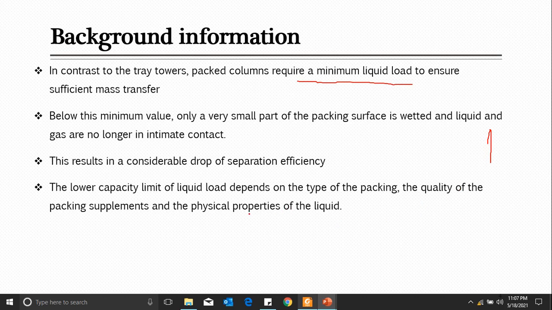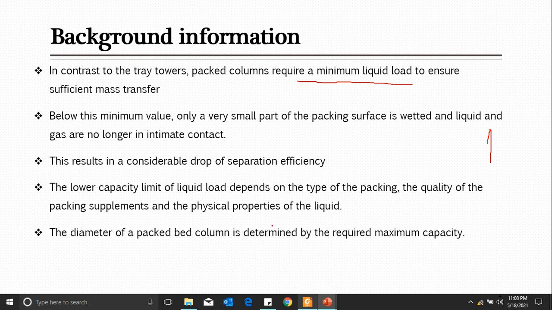As well, liquid physical properties, for example liquid viscosity, if it is low or high, all affect the distribution of the liquid on the surface of any packing. So it means whenever we are looking at the liquid layout, we have to keep all these things in mind.